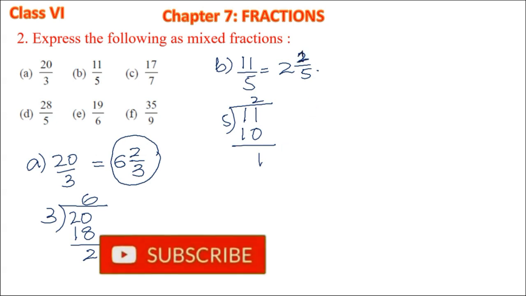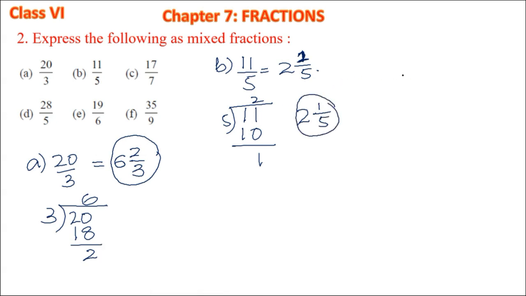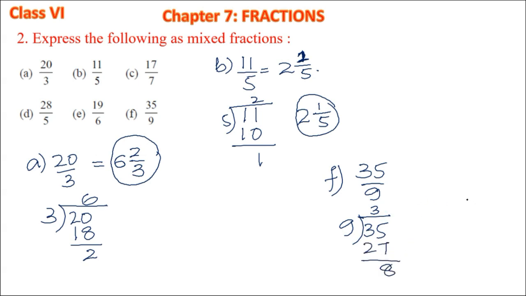This is 1 by 5. So it's written as quotient, remainder by divisor. Let me tell one more, and the remaining you can try. 35 by 9. So 9 divides 35 3 times. It's 27. 8 becomes the remainder. So it is written as quotient combined with remainder by divisor. So 3 8 by 9 is the mixed fraction of 35 by 9. Now I am leaving these questions C, D and E for you to solve.